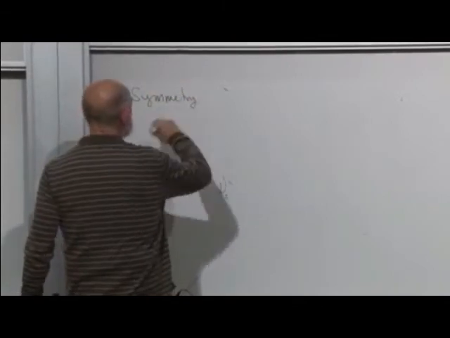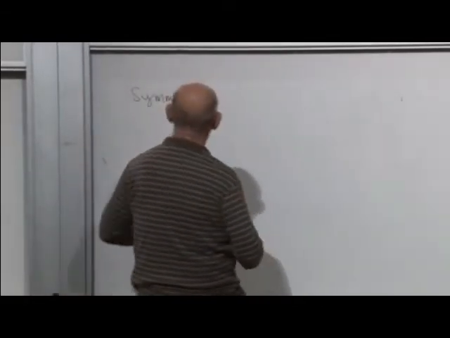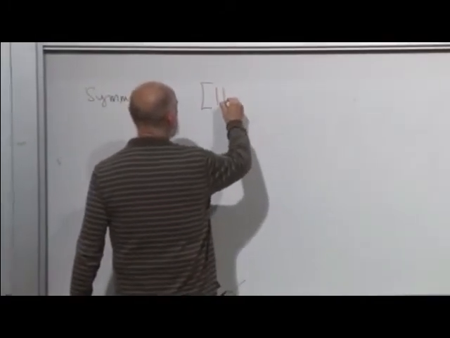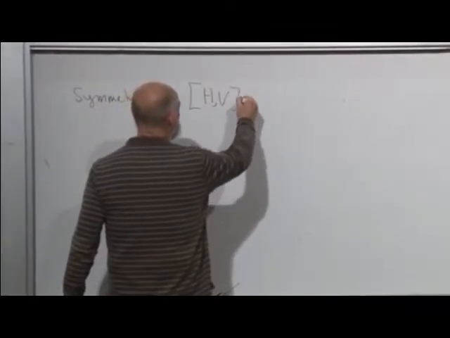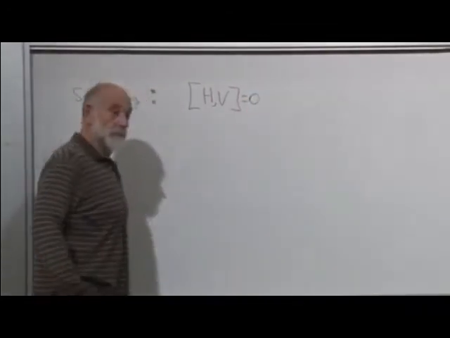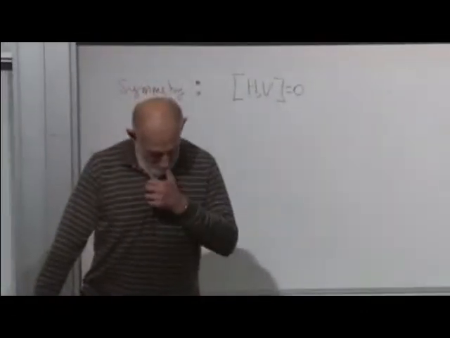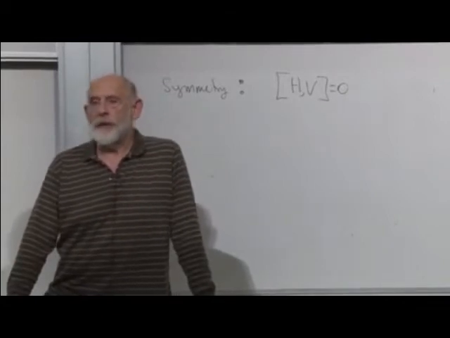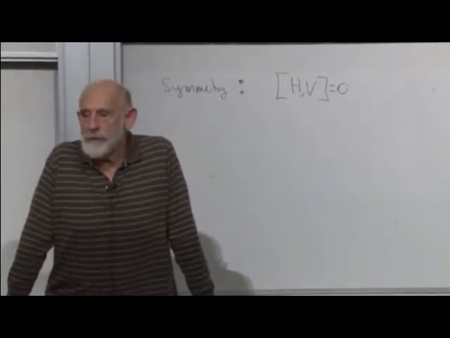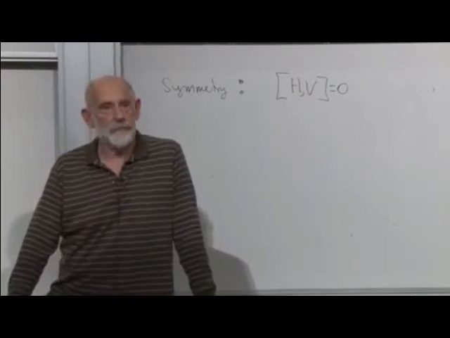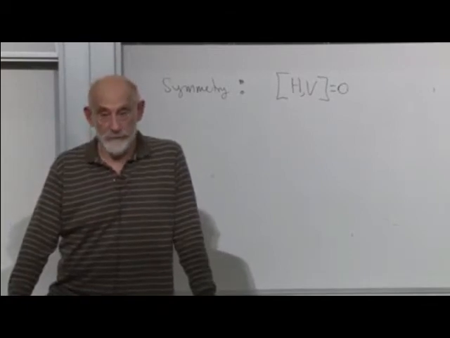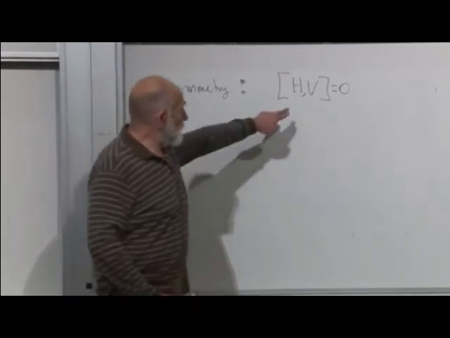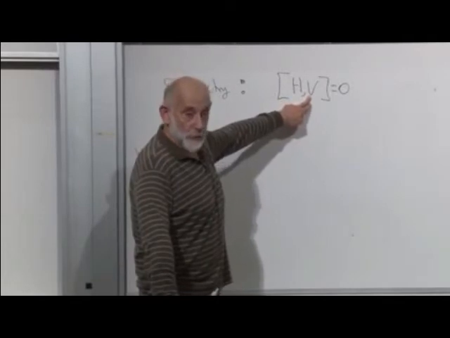This will become much clearer when we do some examples. Symmetry: the commutator of H with V is equal to 0. That's what it says. Do you remember from two quarters ago what the commutator of a thing with the Hamiltonian is? The time derivative of it. Yeah. So what this says is that whatever the operator V is, it's conserved.